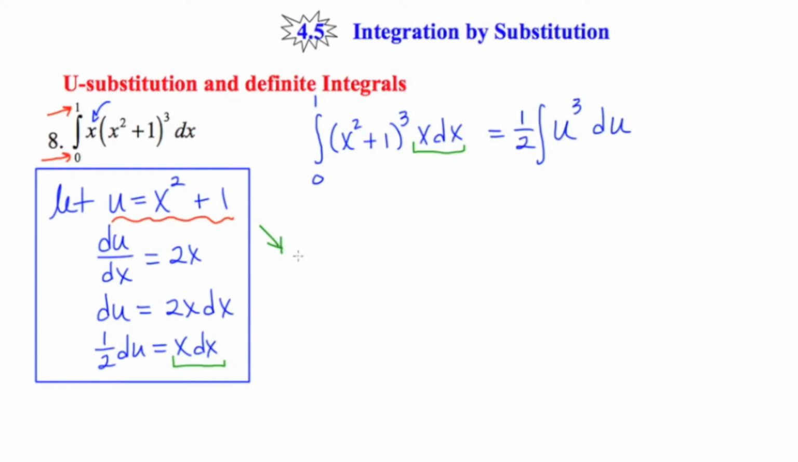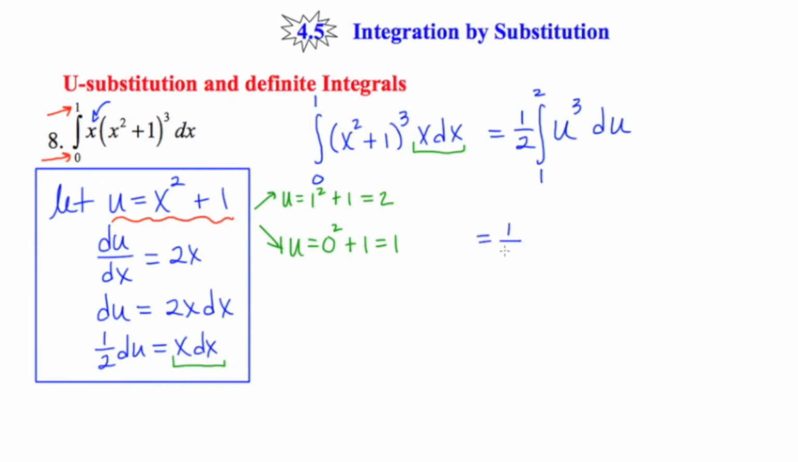And if we allow x to be 0, we get u is equal to 0 squared plus 1, which is 1. So that's going to go here. Let's notice that the lower limit has changed from a 0 to a 1. Now the upper limit is going to be found by replacing x with 1. So we're going to get u equals 1 squared plus 1, or 2. So the upper limit has changed from a 1 and is now a 2. And now we can just proceed as normal.